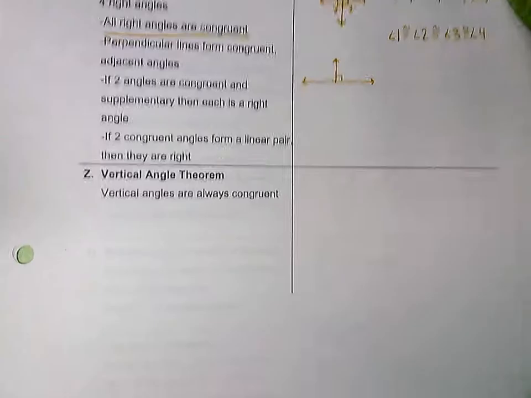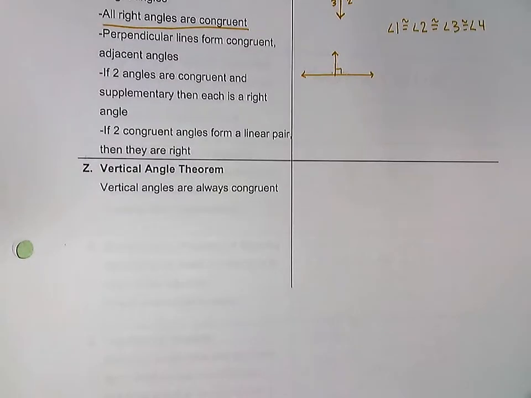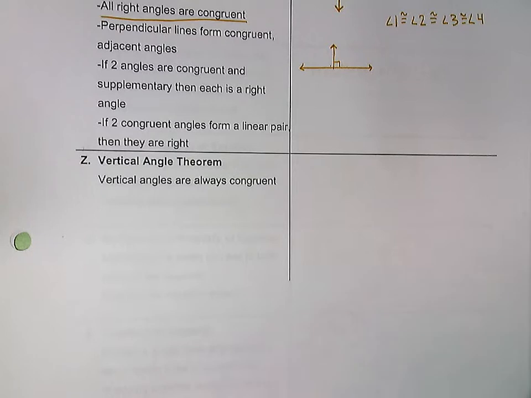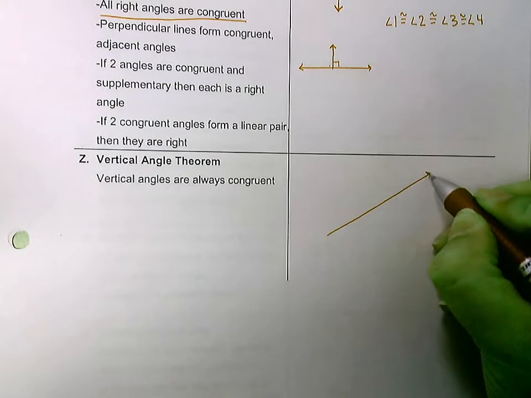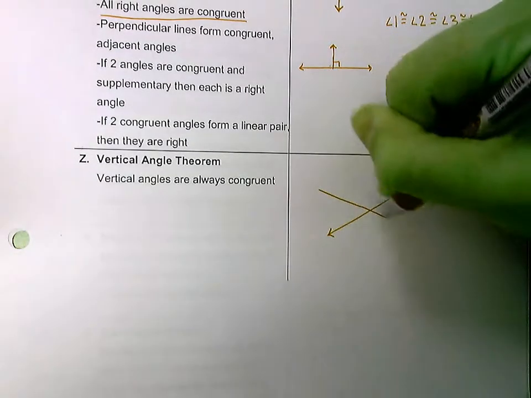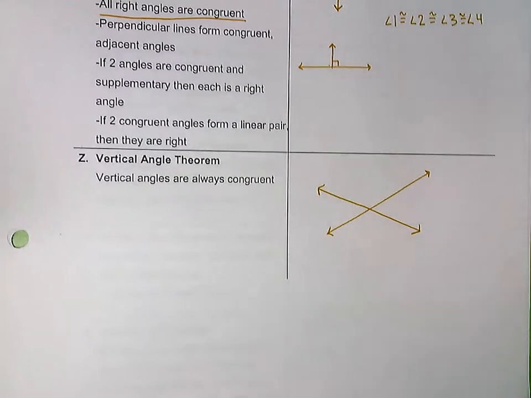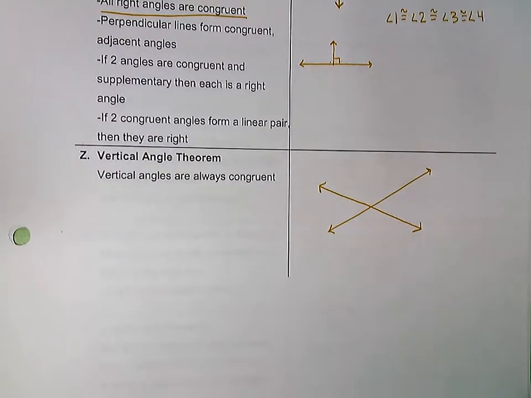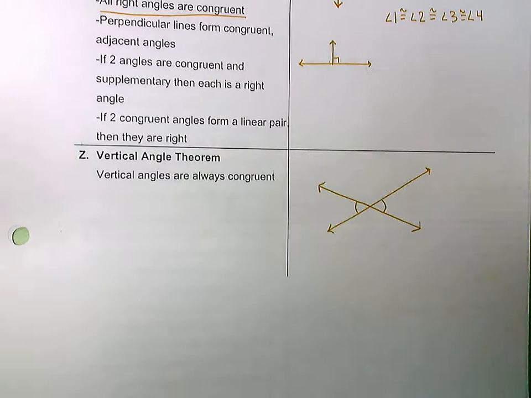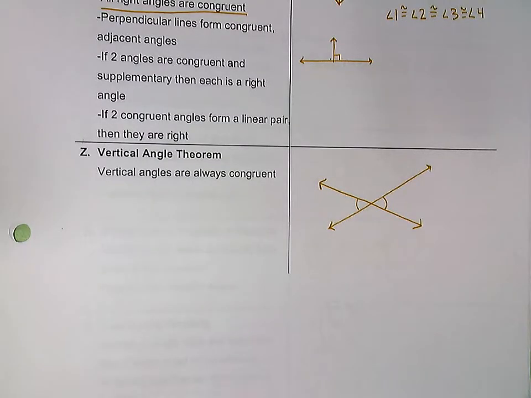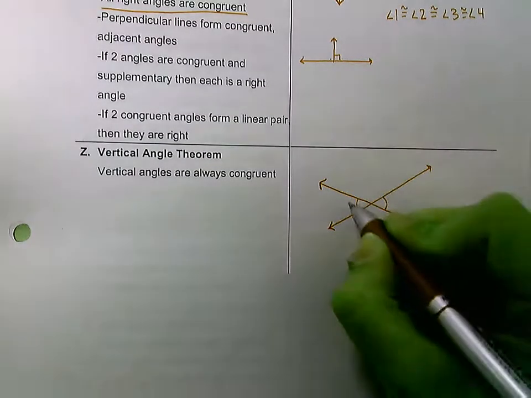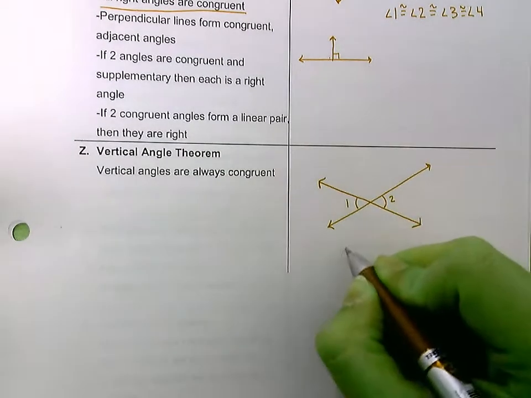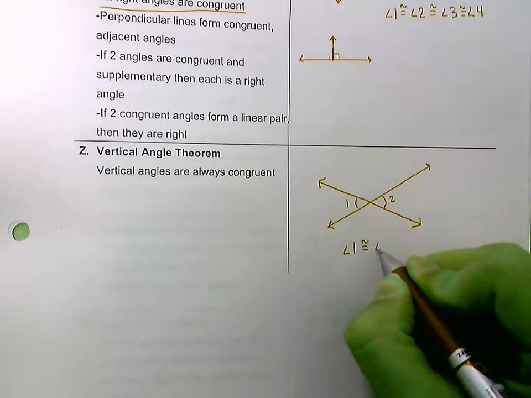The last one is the vertical angle theorem. Vertical angles are those two angles across from each other. This one just states that all vertical angles are congruent. So vertical angles are always congruent to each other. If you remember, your vertical angles form an X. You have two lines that are intersecting, and it's the angles across from each other that are congruent. So if I have angle 1 and 2, angle 1 would be congruent to angle 2.